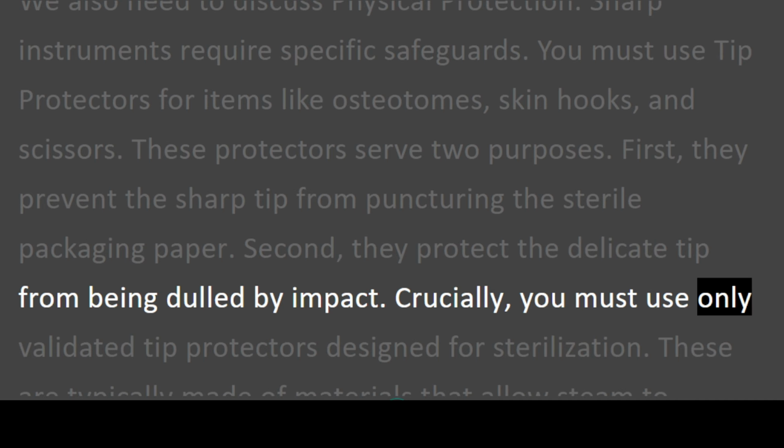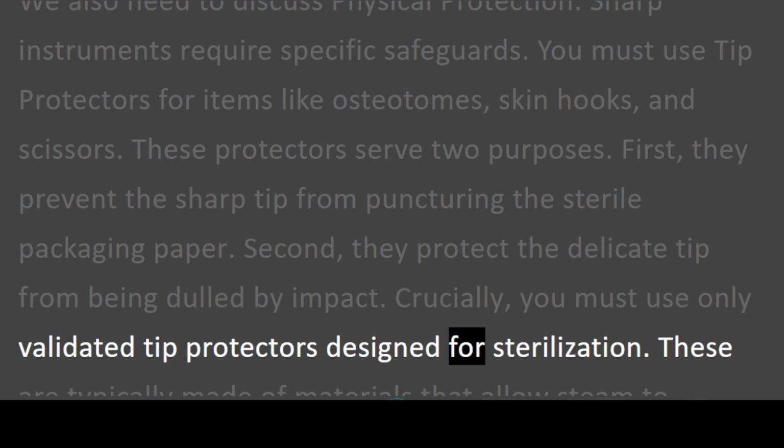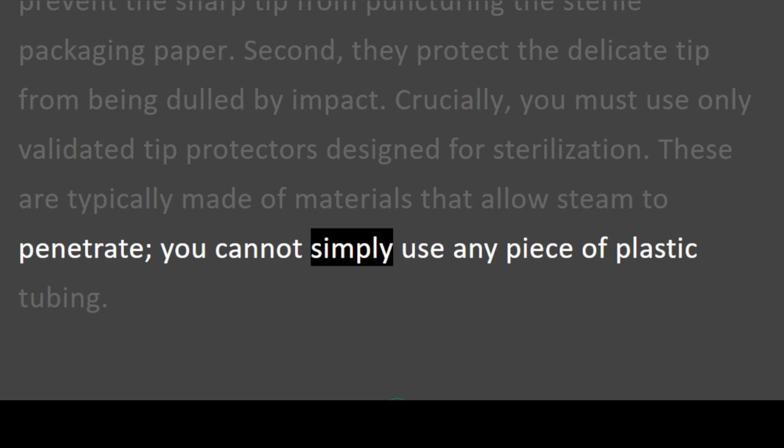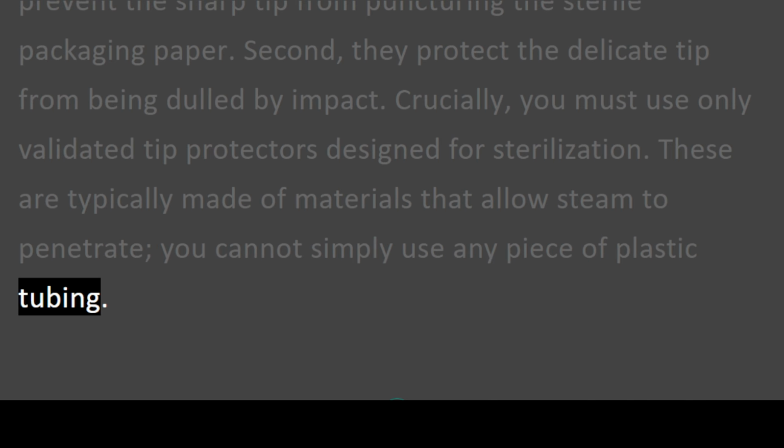Crucially, you must use only validated tip protectors designed for sterilization. These are typically made of materials that allow steam to penetrate. You cannot simply use any piece of plastic tubing.